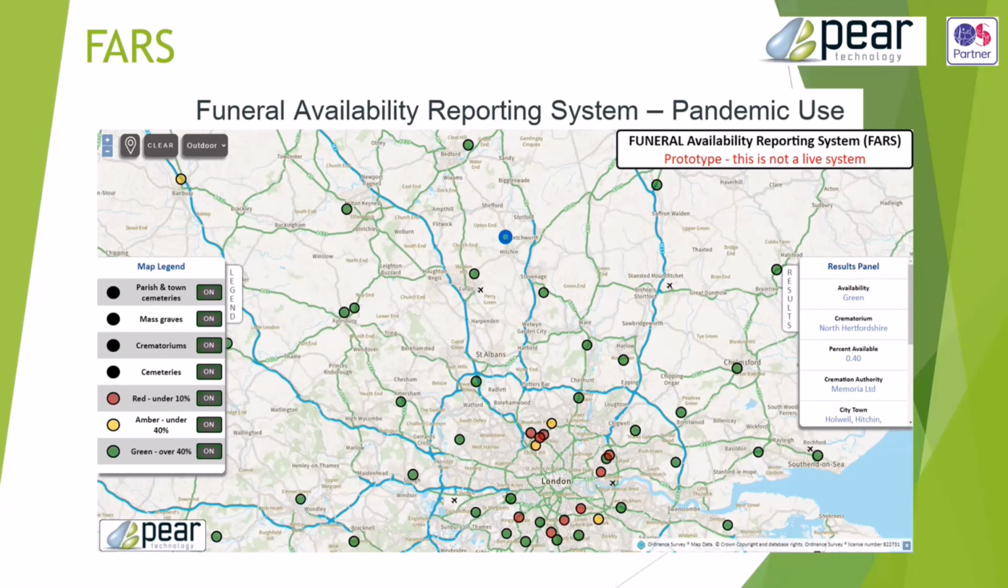The need for the system came about during the pandemic, and what the system will do is a map-based tool, and it shows color-coded icons to indicate the capacity of funerals at various sites across the country. The data would be input by the operators of those sites. So at the moment, the project's being discussed, and a decision on the next steps is expected by the end of the year.